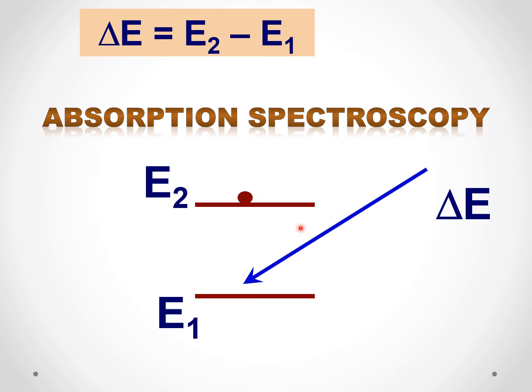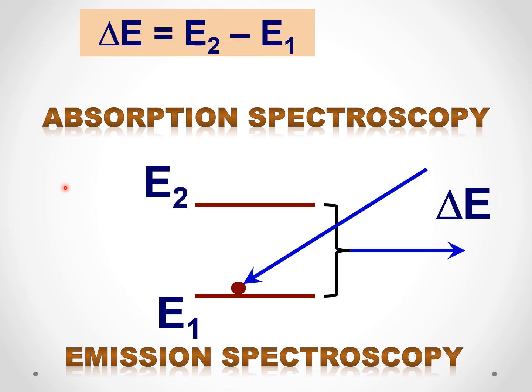Now suppose you consider the opposite case, the reverse case. The chemical entity is sitting in a higher energy level. It wants to come to the lower energy level. That can be done by releasing or emitting a radiation like this. It comes to the lower energy level and it emits a radiation. And this is called emission spectroscopy. So spectroscopy can be classified into two categories: absorption spectroscopy and emission spectroscopy based on the radiation.